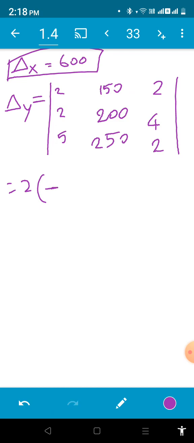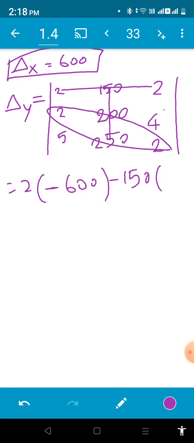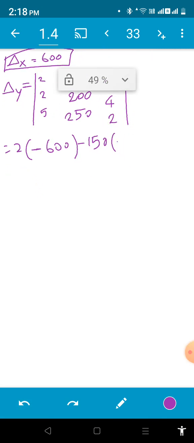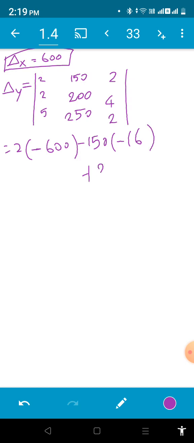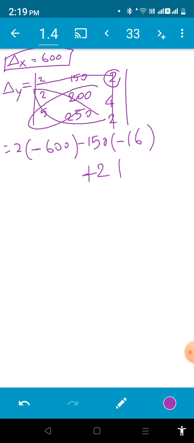400 minus 1000 is minus 600. So I put it directly. Then I take minus 150 into the corresponding row and columns, which get cancelled. 2 into 2 is 4 minus 20, that is minus 16. So I put it directly. Then plus 2 into this 2, corresponding row and columns get cancelled. 2 into 250 is 500 minus 1000, that is minus 500.